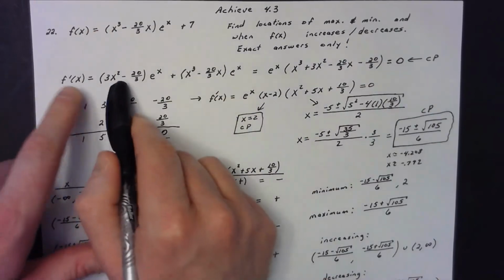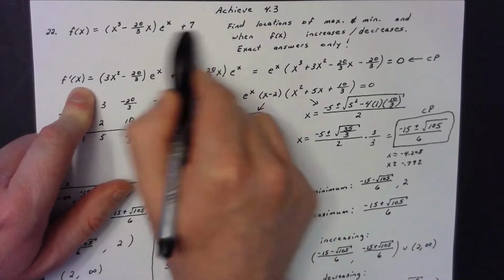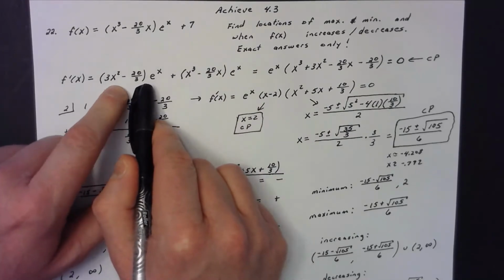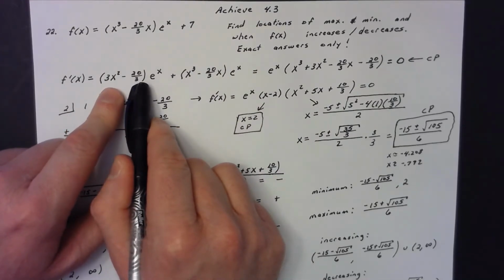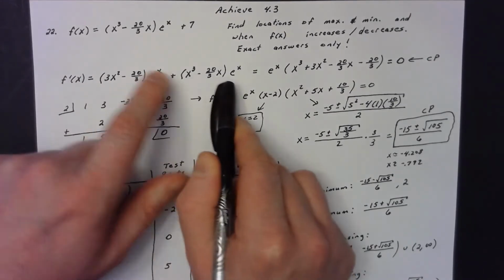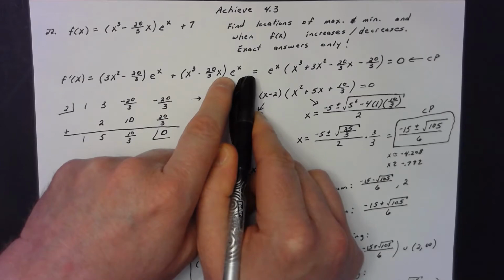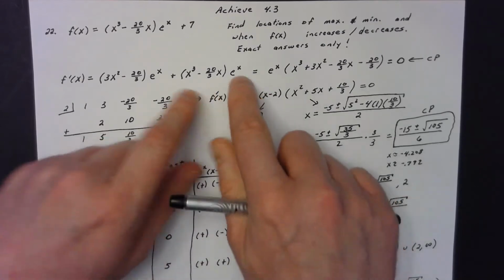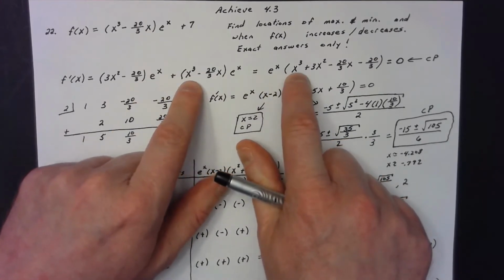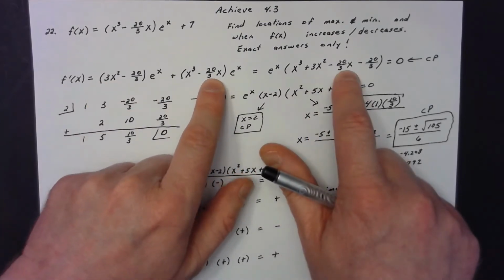Okay, so I come down here and I take the derivative. The second part's easy, the derivative of a constant is 0, but the first part is a product. So the derivative of the product is the derivative of the first term, which gave me 3x squared minus 20 over 3, times the second, e to the x, plus the first group, x cubed minus 20 over 3 x, times the derivative of the second, which is still e to the x. At this point, it's easy to go ahead and factor out the e to the x.